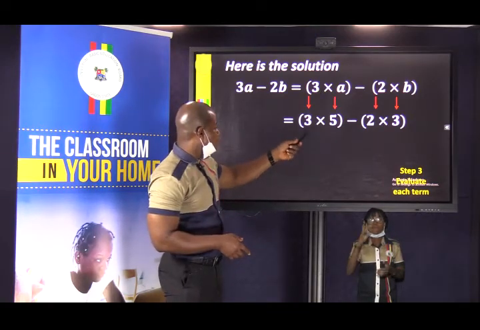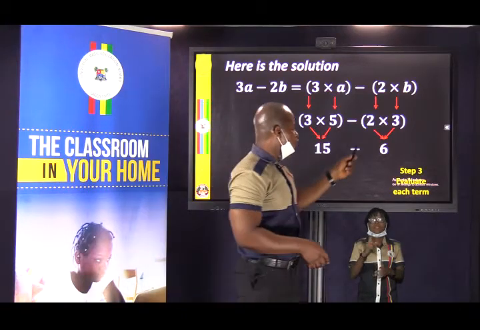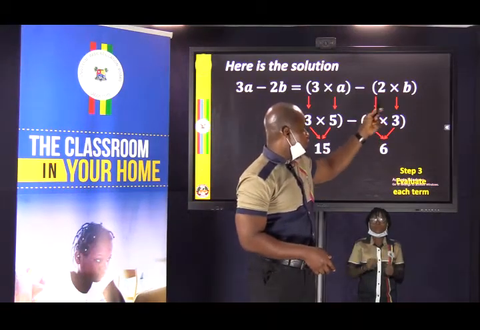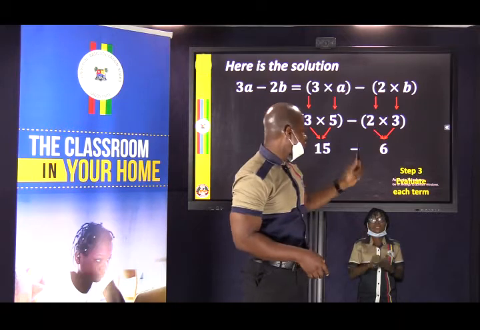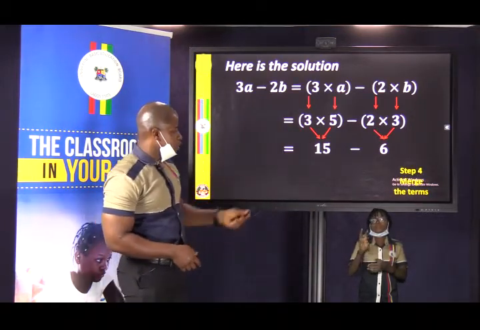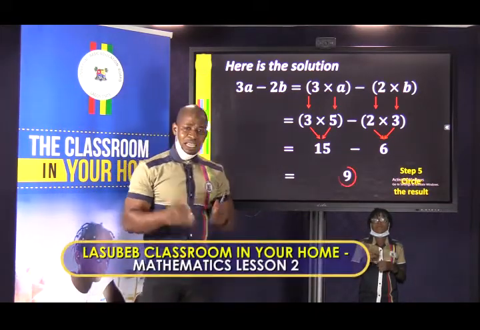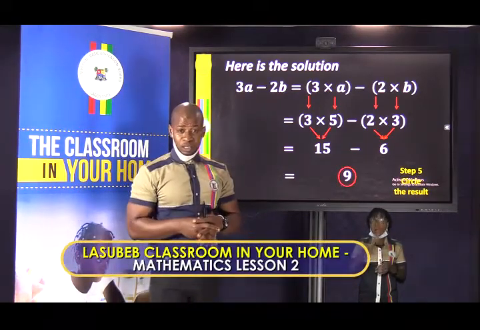So for 3a, that will be 3 times 5, and that will be 15. This minus comes down for 2 times 3, which is 2b. That is 2 times 3, and that will give me 6. Now 15 minus 6, of course, I will merge the terms, and I'll get 9. I circle the result. I believe that is what you got.